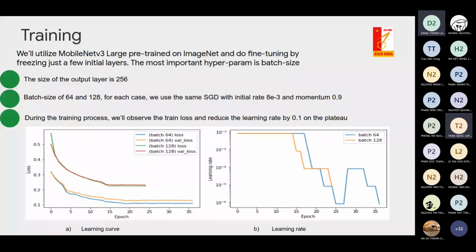To be honest, we wanted to tune a few more parameters, but we didn't have time. For example, for the batch size, we wanted to try 256 images per batch, but we could not because of time, and we are really sorry for that. We could only tune the batch size for 64 and 128. Okay, so let's go on.